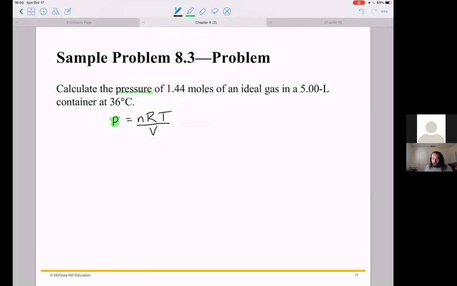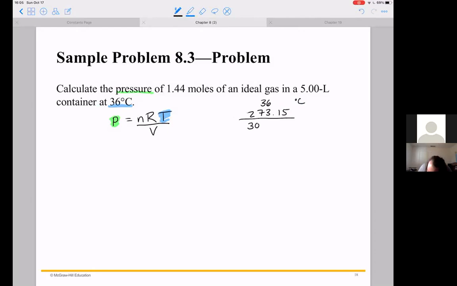Okay. Before I even get going here, I'm just going to note that my temperature is in Celsius. What's the problem with that? This is a gas problem, so it has to be in Kelvin. I'm going to take my 36 degrees Celsius and add the 273.15. Add those together and I'll get my answer in Kelvin.